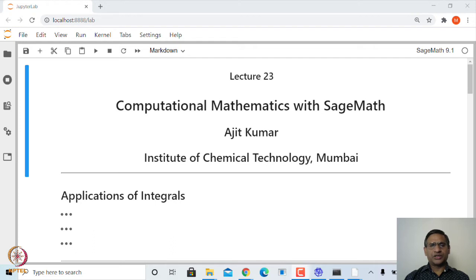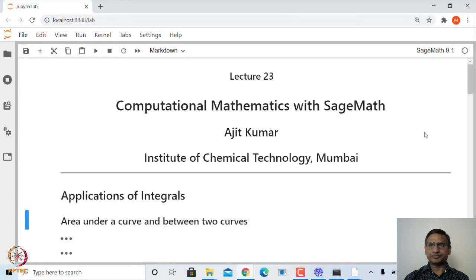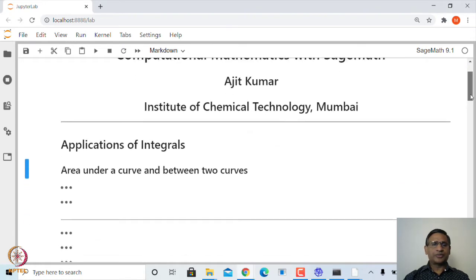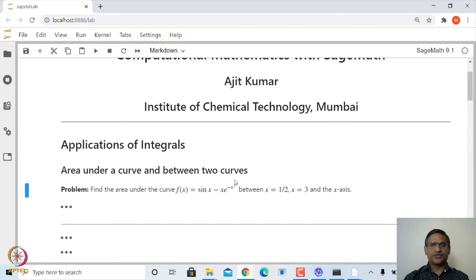So, we look at applications like finding area under a curve or between two curves, finding volume, surface area and things like that. For example, if you have to find area under a curve or between two curves, we can use this integral. So, first let us take an example.